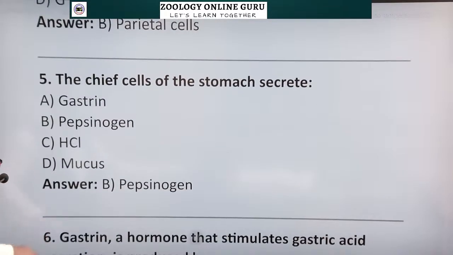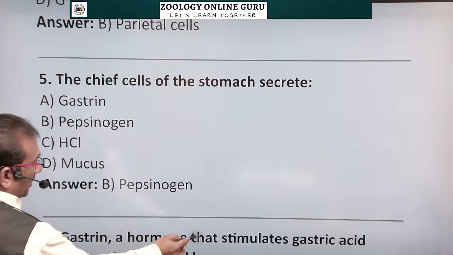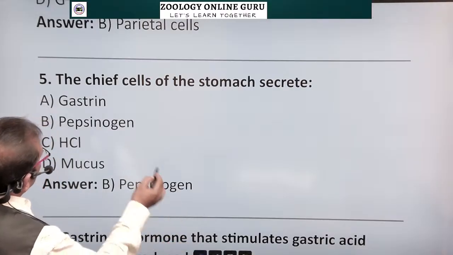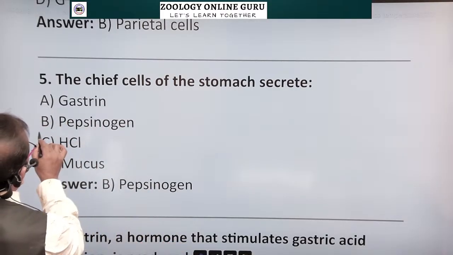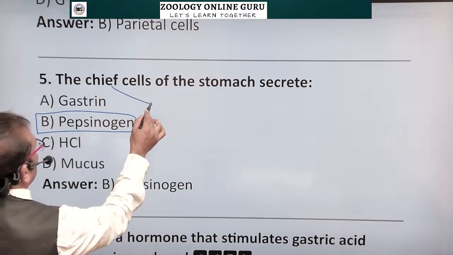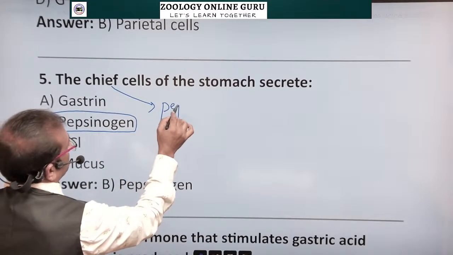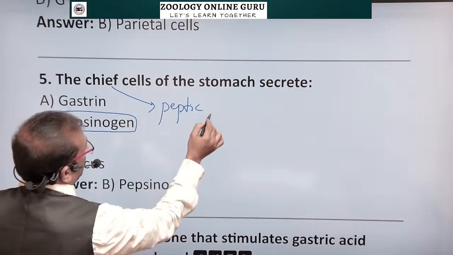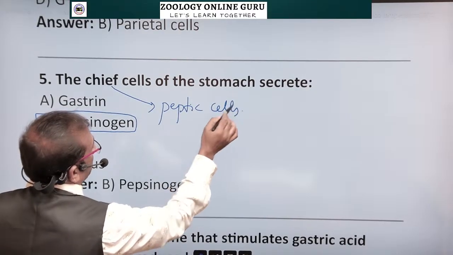Question number 5. The chief cells of the stomach secrete: just now we discussed the chief cells, also called peptic cells. So peptic cells release pepsinogen.